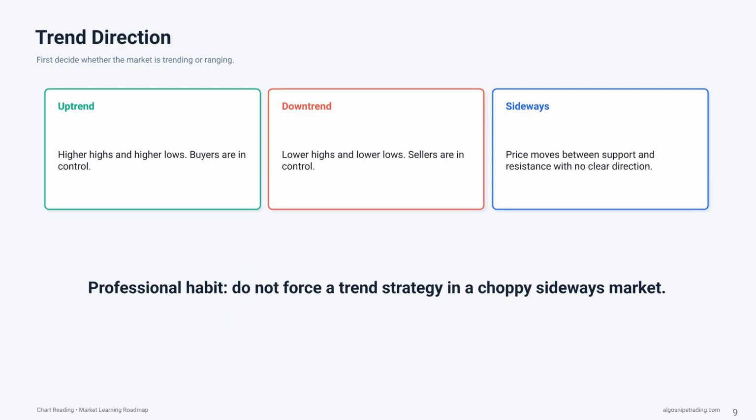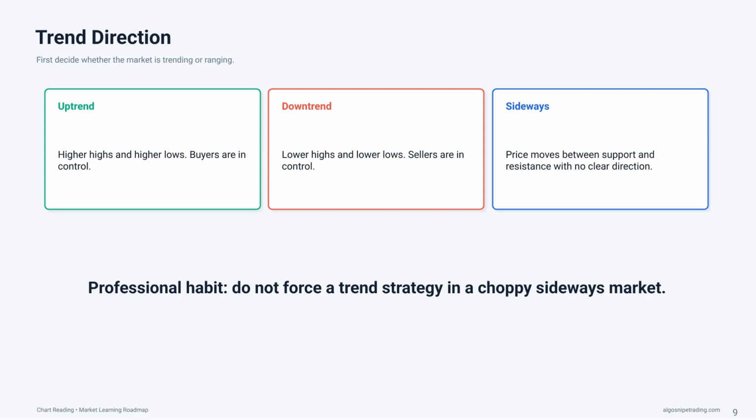Trend direction. Short lesson. Before taking any trade, the first question should be, is the market trending or moving sideways? This helps traders choose the right strategy. An uptrend happens when price is making higher highs and higher lows. This means buyers are in control, and traders may look for buying opportunities on pullbacks.